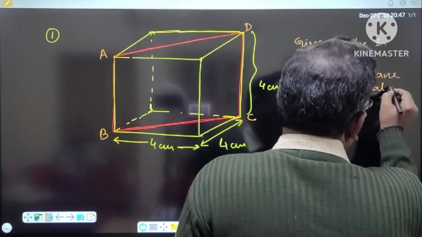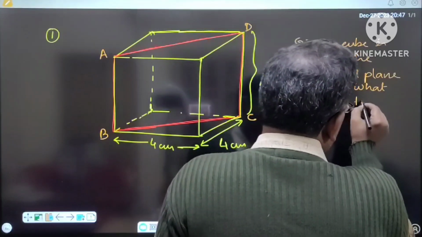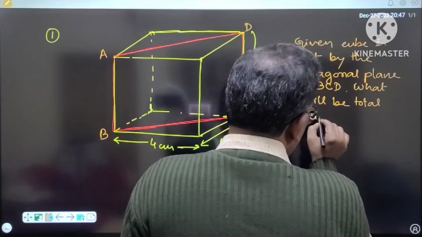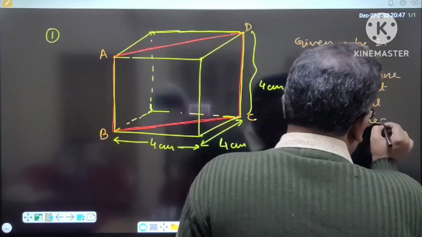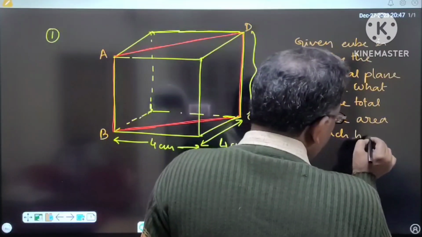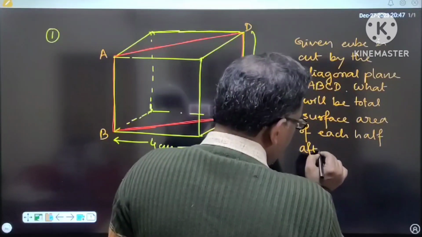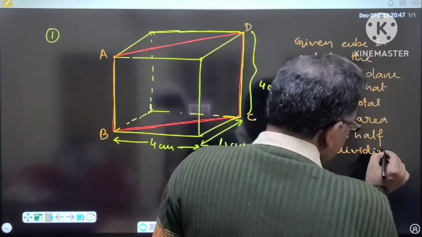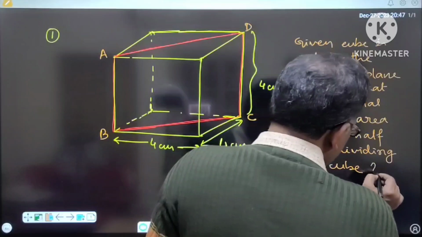What will be the total surface area of each half after dividing the cube?